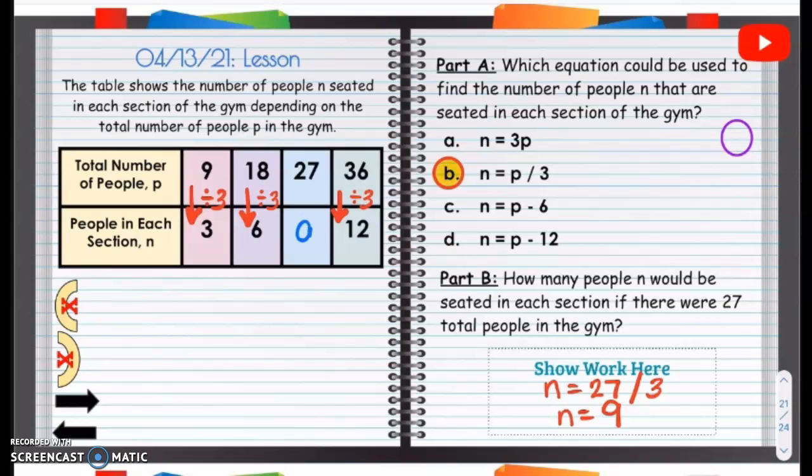And that is also when you divide by 3. So make sure you have that written down and this written down. That's it for this lesson. Let's go on to the next one.